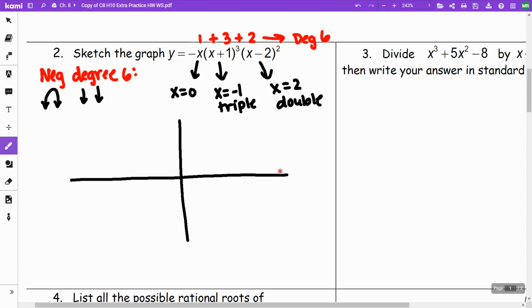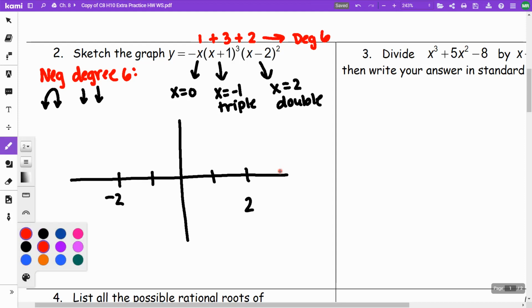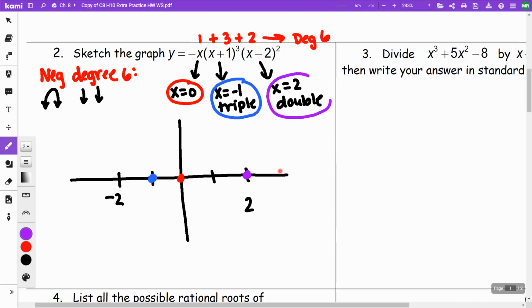So I am going to go out 1, 2, 1, 2. I have a 0 at 0. Okay, that was this one, which is a single. I have a 0 at -1, and that's a triple. So I want to pay attention to that. And I have a 0 at 2, and that is going to be a double. Now, when I am drawing this, it is going to be starting below because it was a negative even degree.